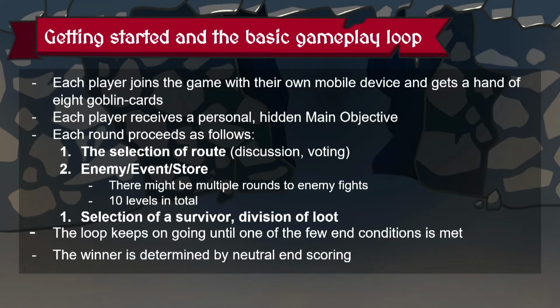The basic loop is a discussion of the route. There are fights, there is a game store, there are different events, and there are 10 levels in total. There are easy enemies, middle ground enemies, and sort of like boss fights. And after each round, there is loot, and there is 1 survivor. So each round you lose cards, but you may also gain cards.